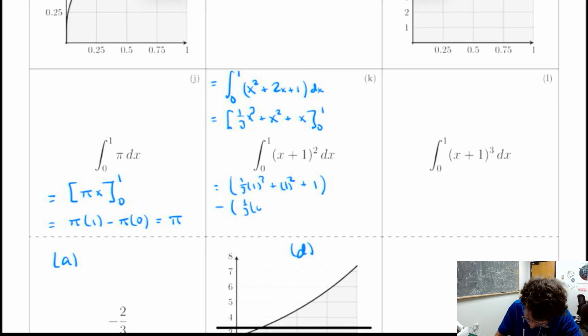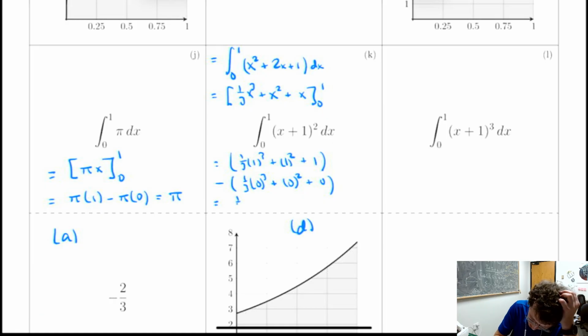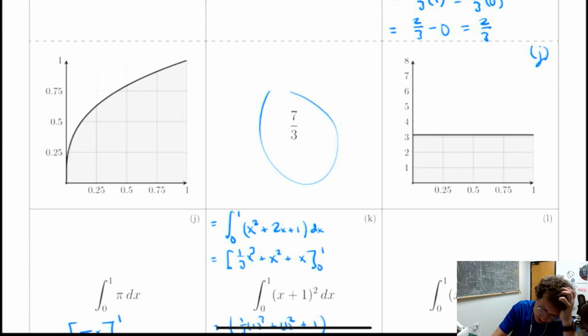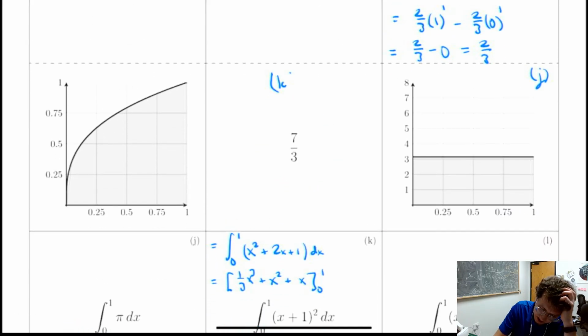Plug in 1. Plug in 0. And subtract. So I get 1/3 plus 1 plus 1 minus a bunch of zeros. That's 7/3. Is 7/3 one of the options? It is! It's right there! So this is domino K.